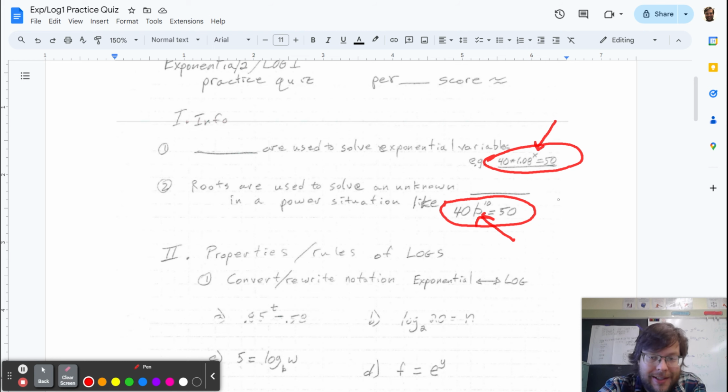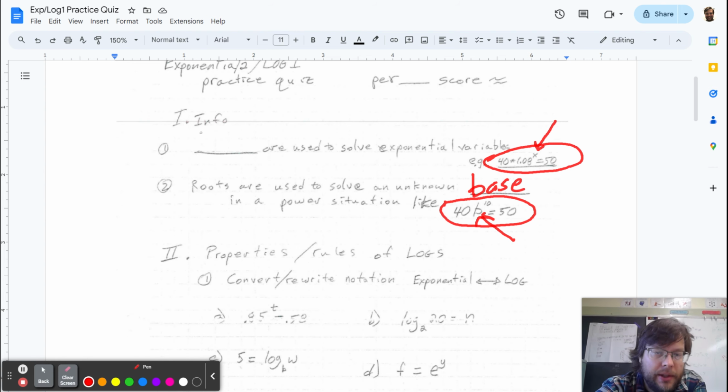Use a root. In this case here, where it's 40b to the 10th, you would divide by 40 and then you would use the 10th root. So that's when you have an unknown base. When the base is unknown, you use a root because you know what root to take. You take the root that is the inverse of the power. If the power is 10, you're taking the 10th root, which is equivalent to the 1/10th power.